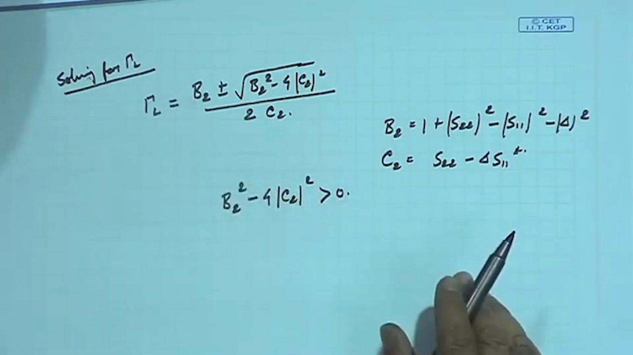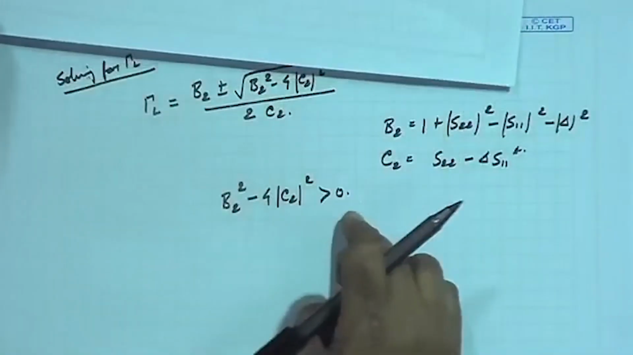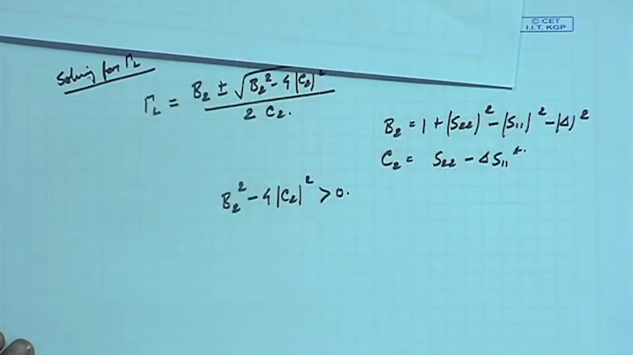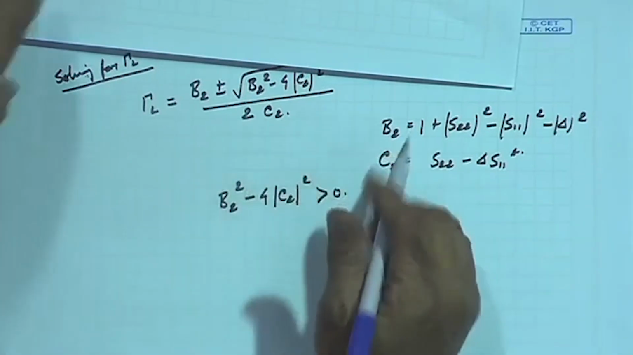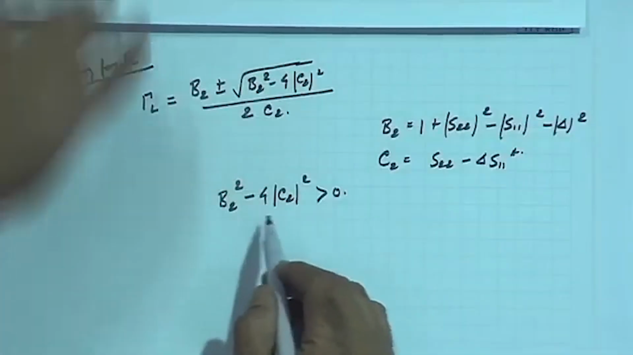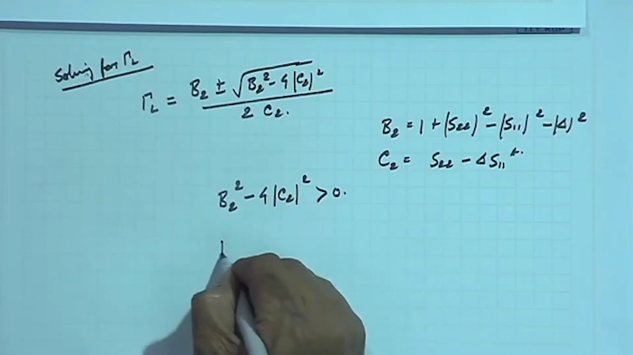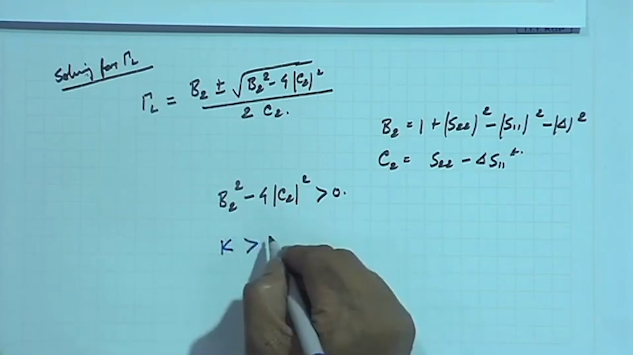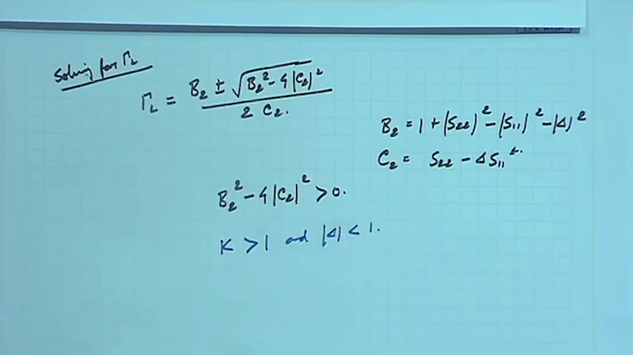So, I got two such conditions: B1 square minus 4 C1 square greater than 0 and B2 square minus 4 C2 square greater than 0, where B1, B2, C1, C2 are these. People have shown that enforcing these two simultaneously is equivalent to the criteria that K, which was Rolle's stability factor, is greater than 1 and delta magnitude is less than 1.